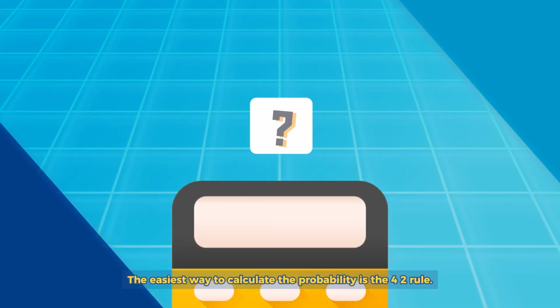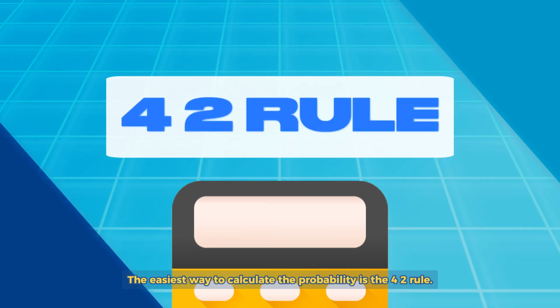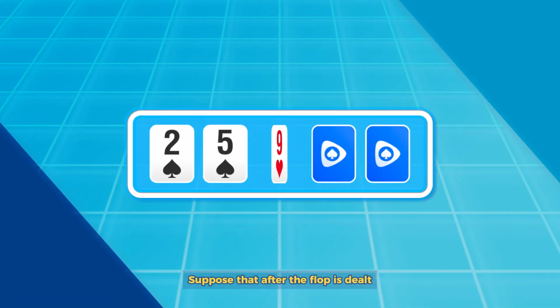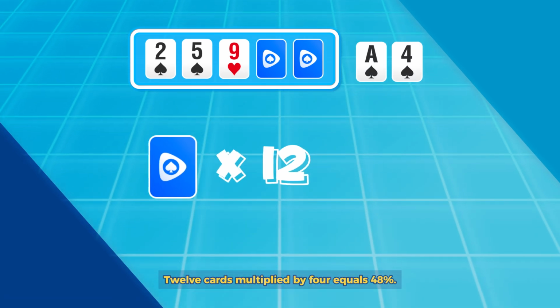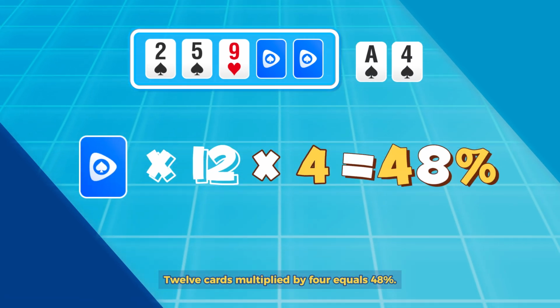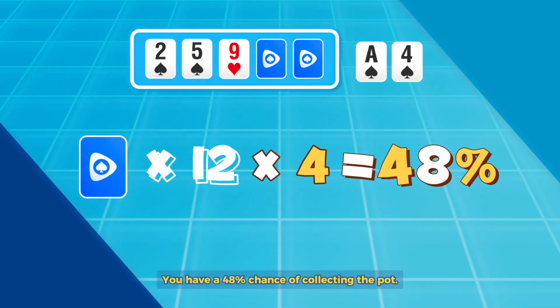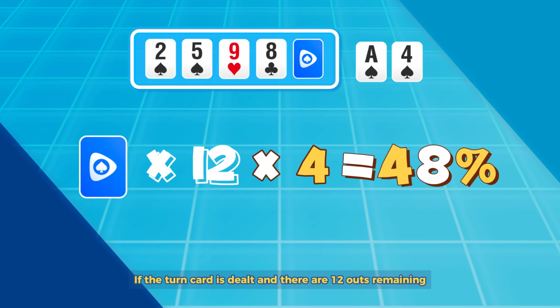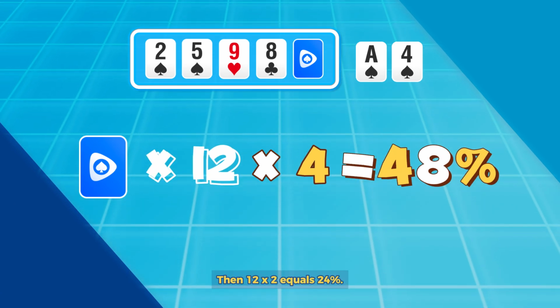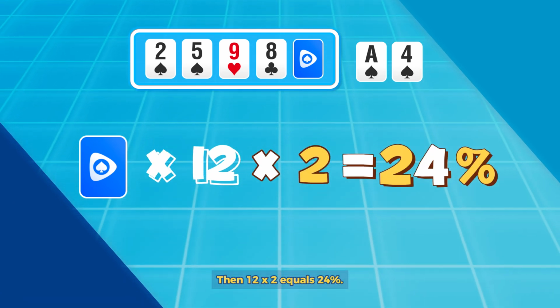The easiest way to calculate the probability is the 4-2 rule. Suppose that after the flop is dealt, you have 12 cards that help you win. 12 cards multiplied by 4 equals 48%, explaining that after the flop, you have a 48% chance of collecting the pot. If the turn card is dealt and there are 12 outs remaining, then 12x2 equals 24%.